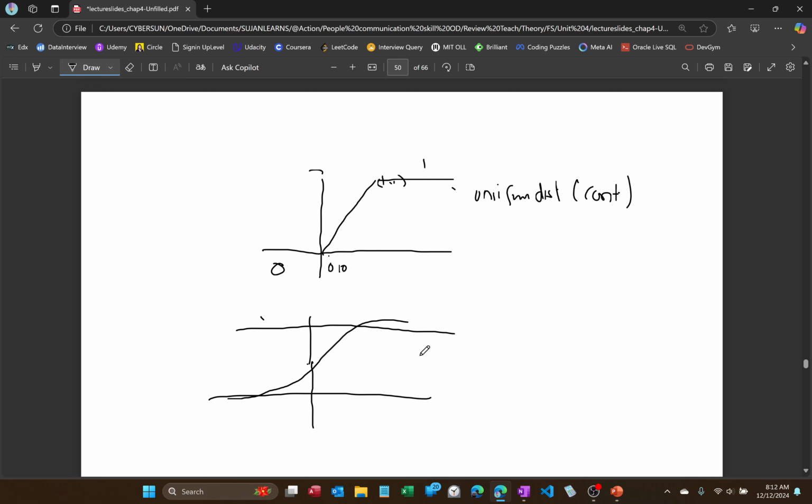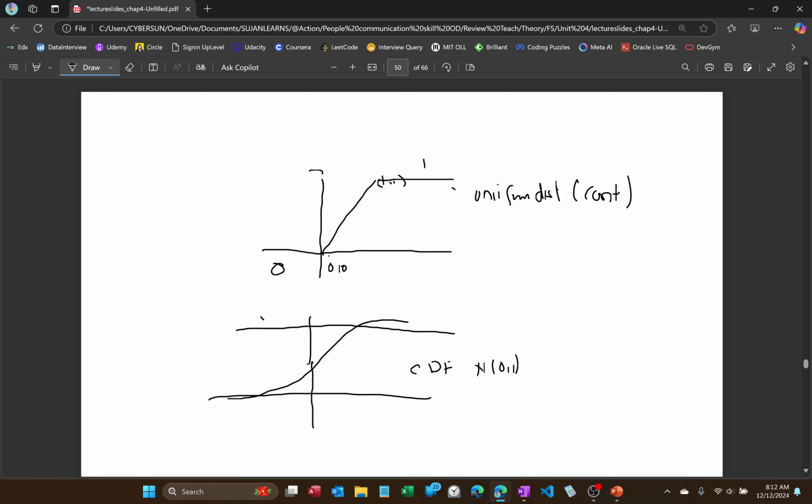So let me quickly summarize what we learned today. We learned that continuous distributions differ from discrete distributions, and CDF is a key concept in understanding them. CDF represents the probability that a random variable is less than or equal to a certain value. Empirical CDF is an estimate based on sample data.